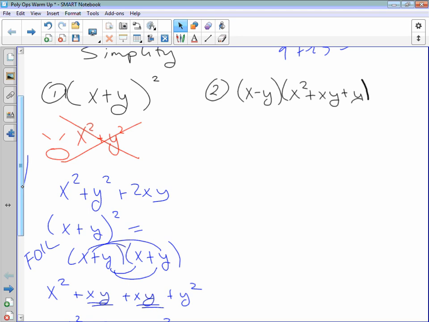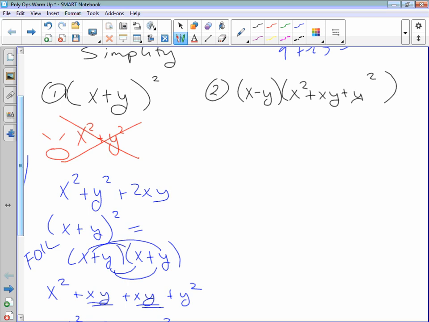I'm so sorry. I just realized something. Somehow this little 2 got erased. There's supposed to be a little 2 here. So some of you guys actually might have been right. I'm sorry, I just now realized that. All right. Anyway, let's work it out together. Sorry about that. You probably were right, everybody.